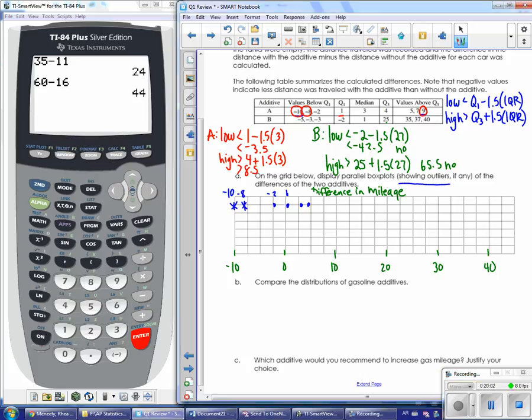And then I've got a high outlier at 9, which is going to be about right here. And then I need to show where 7 is going to be, which is about right here. So I'm going to connect these two as whiskers. And then my box is going to go in here. And so my median was 3. This is 4. This is 7, and this is 9. Okay, and this is for additive A.